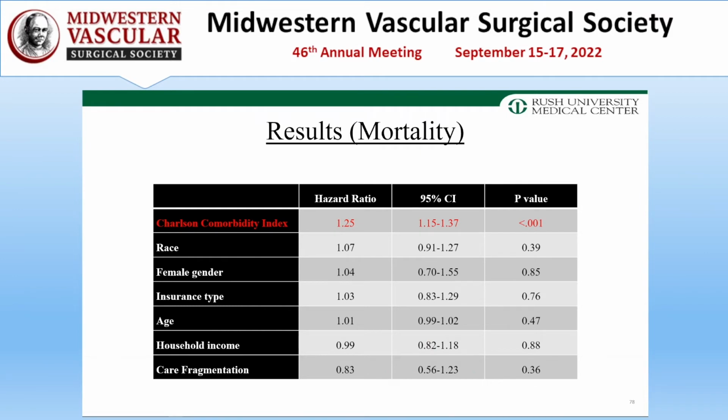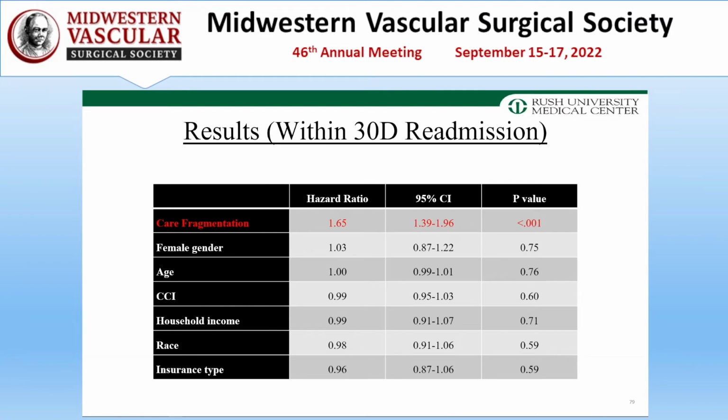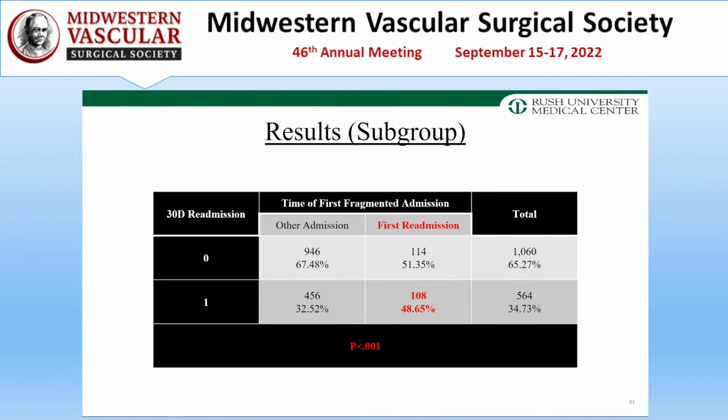A regression analysis was run to identify predictors of mortality. The Charlson Comorbidity Index was the only predictor of mortality, whereas the rest of the baseline characteristics, including fragmentation of care, were not predictors of mortality. However, care fragmentation was the only predictor for a 30-day readmission as well as a 90-day readmission.